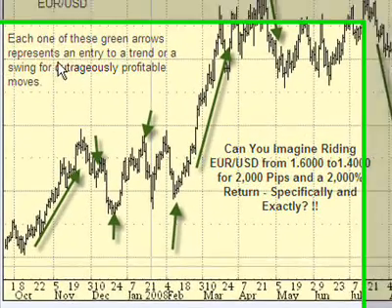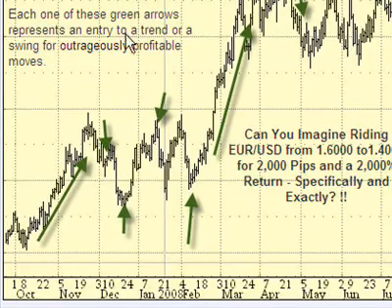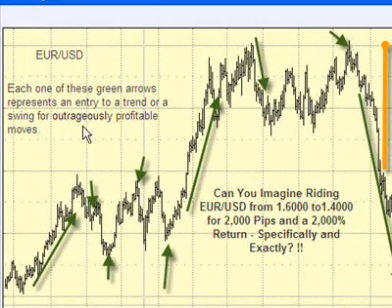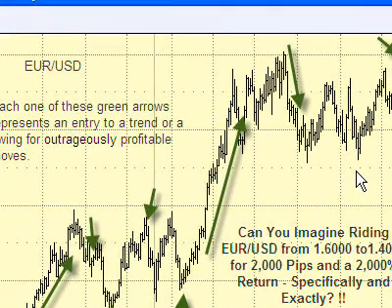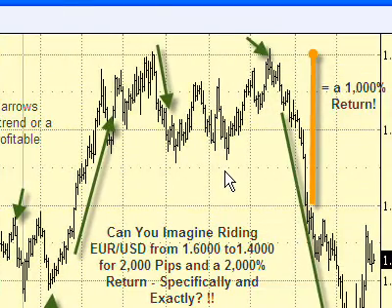Here's another one. Each one of these green arrows represents an entry to a trend or a swing for an outrageously profitable move. I don't know about that grammar. Anyways, so boom, boom, boom, boom, boom, boom, boom, boom. These are exact and specific entries. I won't tell you which trading system. You have to join our newsletter to maybe find out.